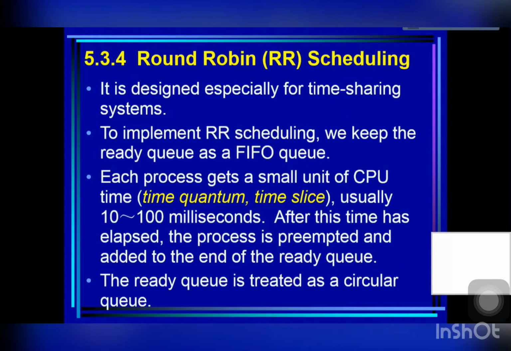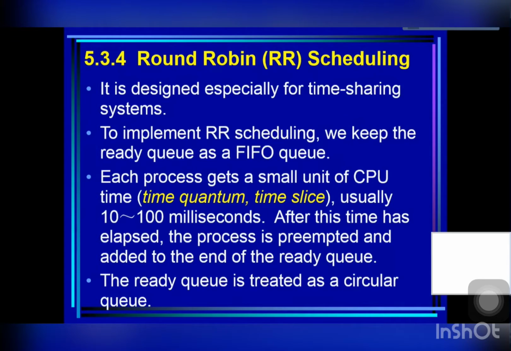The round-robin scheduling algorithm is designed especially for time-sharing systems. It is similar to first-come, first-served scheduling, but preemption is added to enable the system to switch between processes. A small unit of time called a time quantum or time slice is defined. A time quantum is generally from 10 to 100 milliseconds in length. The ready queue is treated as a circular queue.